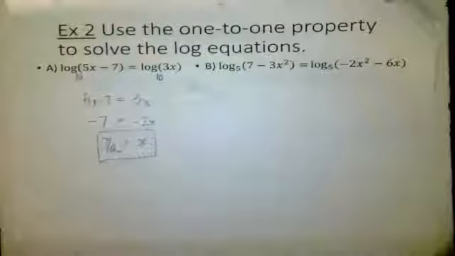Letter B. A little bit harder. Log base 5 of 7 minus 3x squared equals log base 5 of negative 2x squared minus 6x.